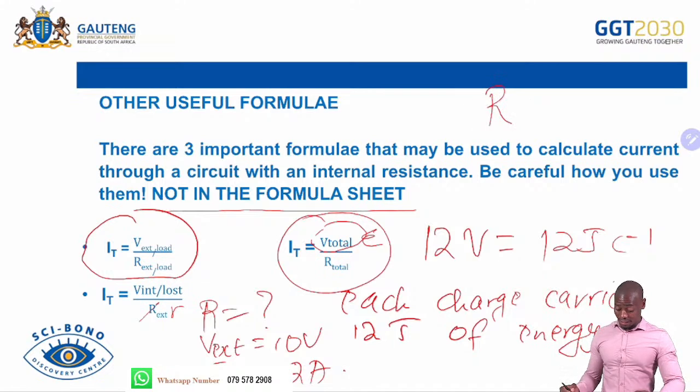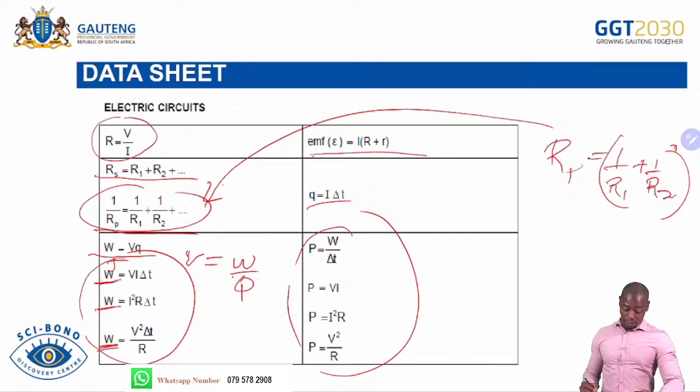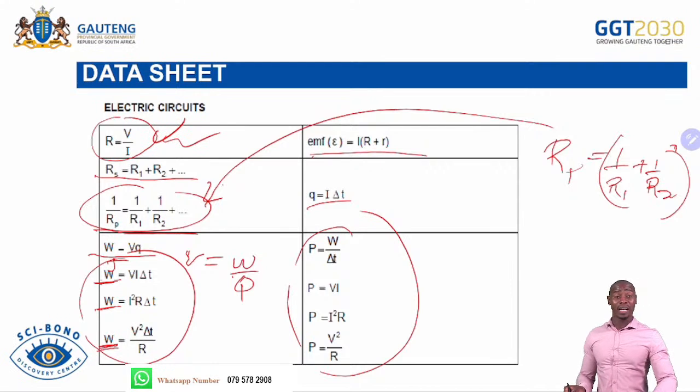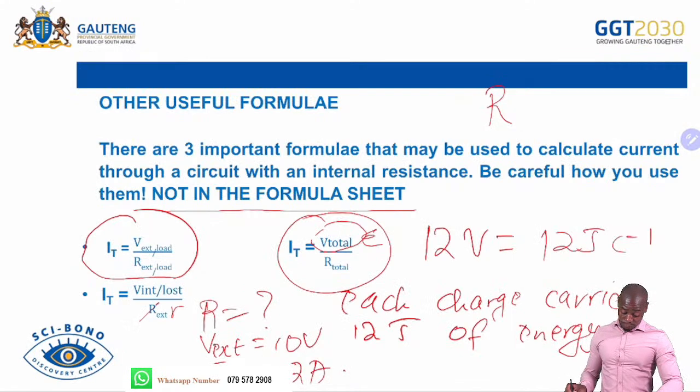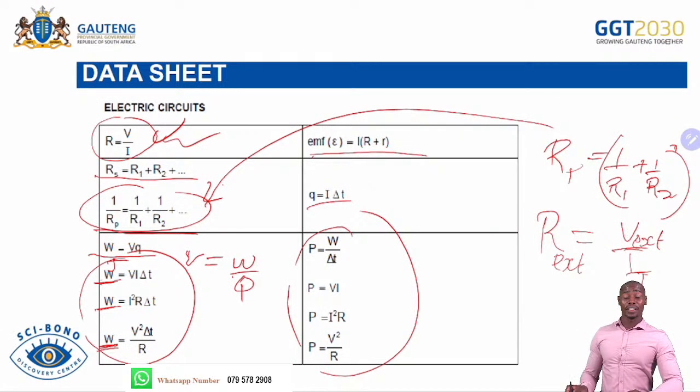So let's go back to our data sheet so that you see that this equation is there. This is our data sheet. The equation that I'm talking about is this one: R equals V over I. But what is this R, learners? It is external. So if you have R external there, your V should be V external, and your I will be the total current. Remember, this is another important formula when it comes to your electric circuits. So R external equals V external over I total.